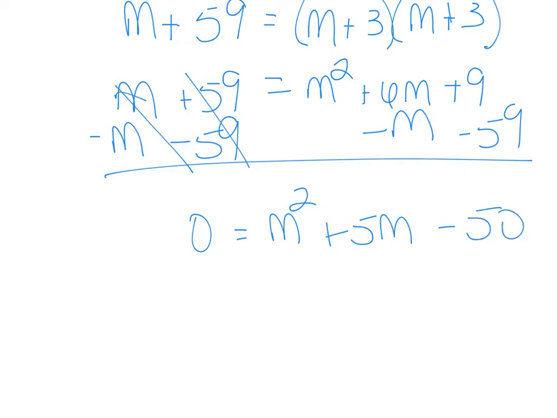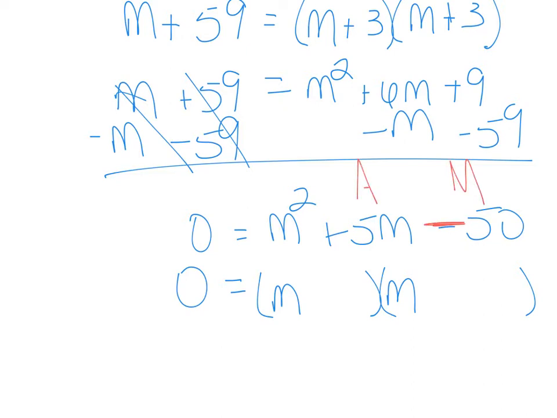Okay, because 9 minus 59 is negative 50. So now what I need to do to solve is implement the AM method. I actually need to factor to do this. So I have m and m. AM method: I'm multiplying to a negative, meaning my signs have to be different. My factors of 50 that add to a positive 5 are 10 and 5. I end up getting m plus 10 equals 0 and m minus 5 equals 0.